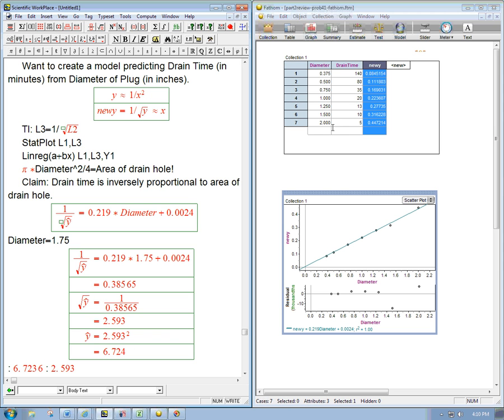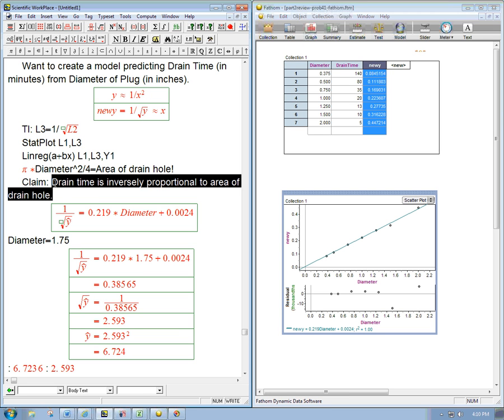Now, if you ask me to predict a 5-inch diameter drain hole, I might be more wary about that because that would be extrapolation. 2.25, 2.5, even 3, maybe I'd be happy with that because this model seems so good and because we have a physical reason to think that it should be close. But there might be other factors that come in when you go outside of this region. So extrapolation is always dangerous.